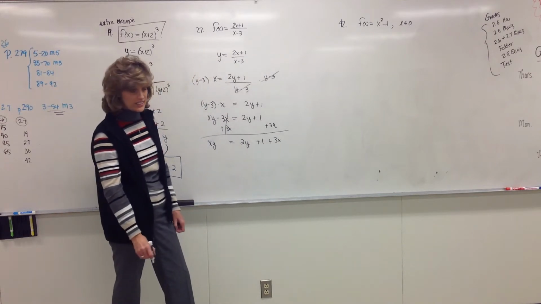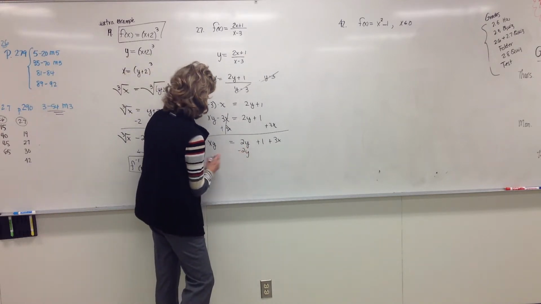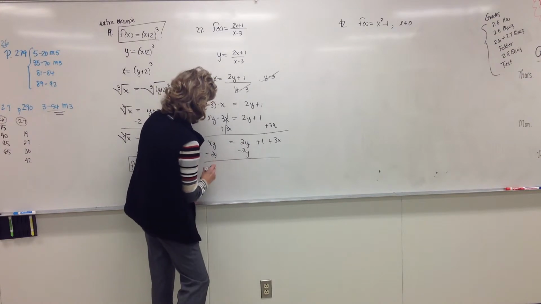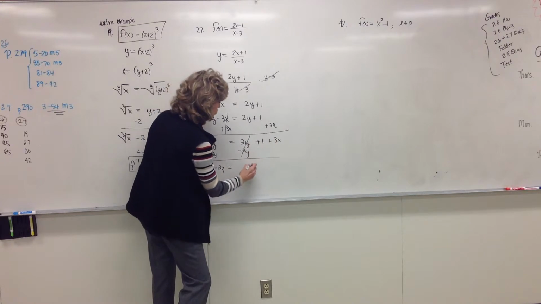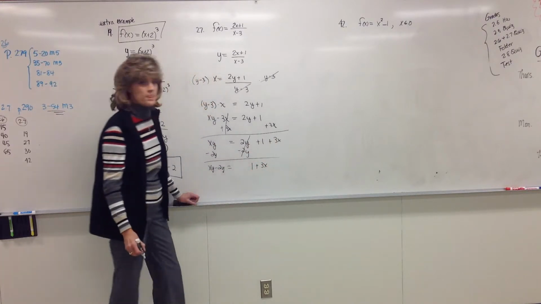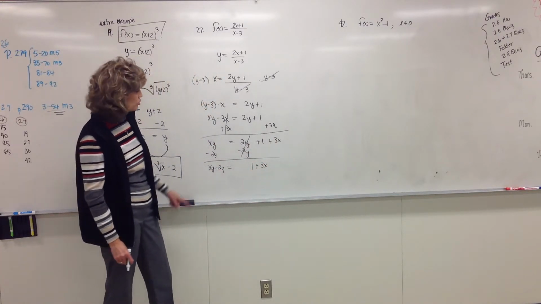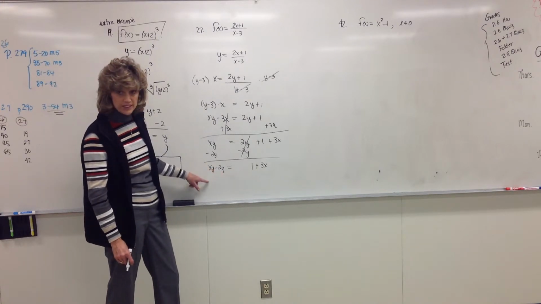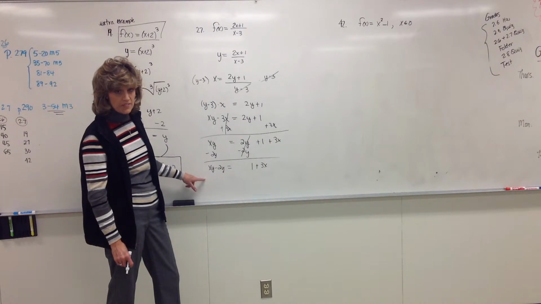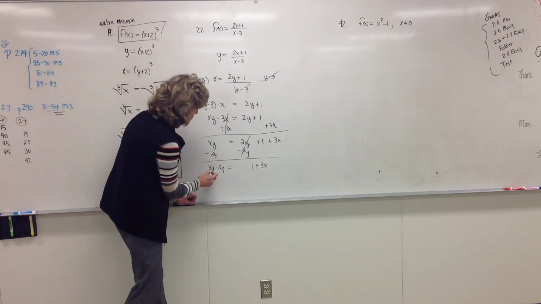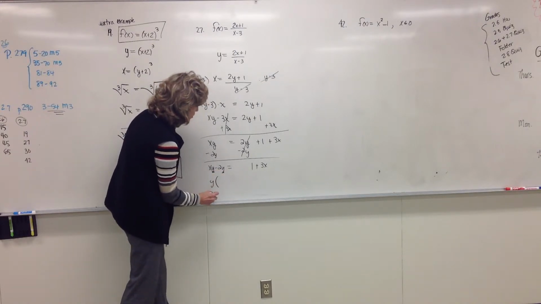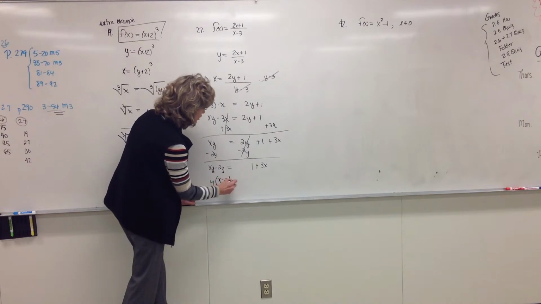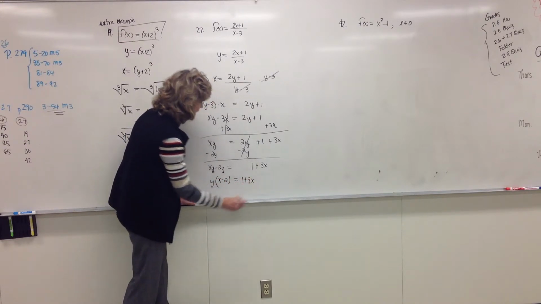I need all y's on the same side. So subtract 2y from both sides. That means xy minus 2y equals just 1 plus 3x. Now here's a trick you need to know. If you're trying to solve for y and it shows up in two places, y'all remember? I think we've talked about it before. Factor it out. So y is common to both terms. If you factor out y times x minus 2 equals 1 plus 3x.